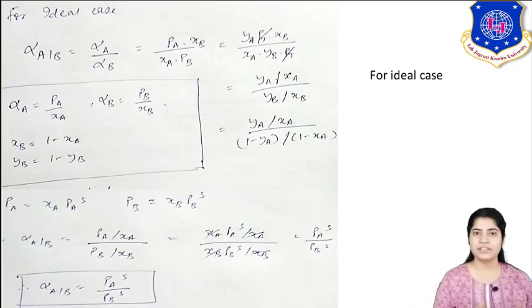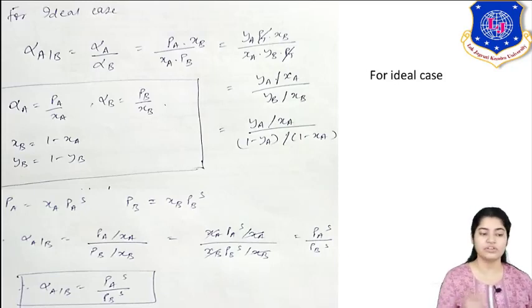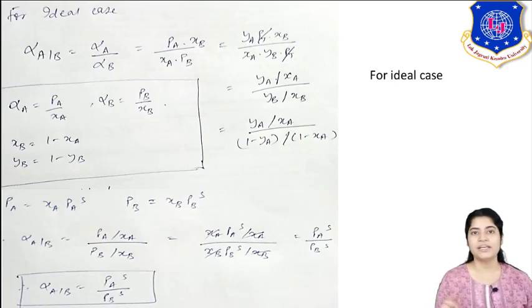Similarly, if I represent my partial pressure in the form of vapor pressure, using Raoult's law, PA is equal to XA PA sat. Your PA sat is the vapor pressure. So that is the representation in Raoult's law. In the same way, substituting the value, I get my relative volatility as PA sat upon PB sat.